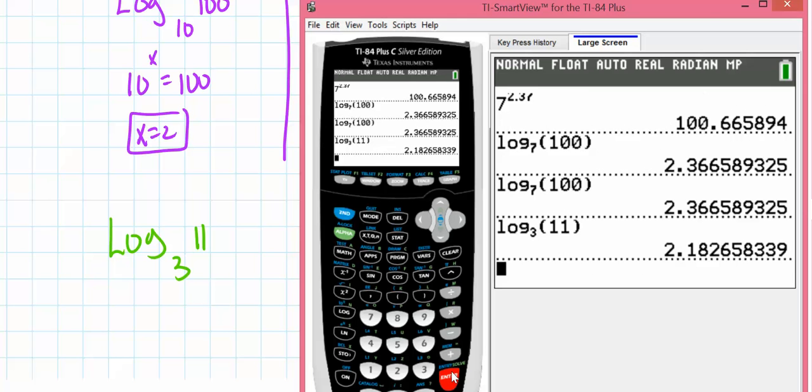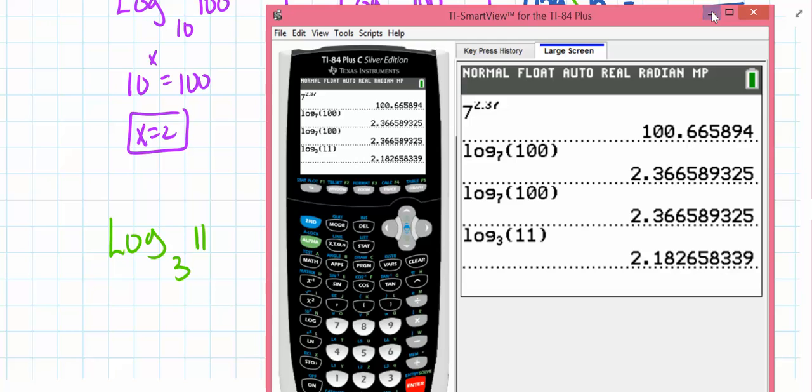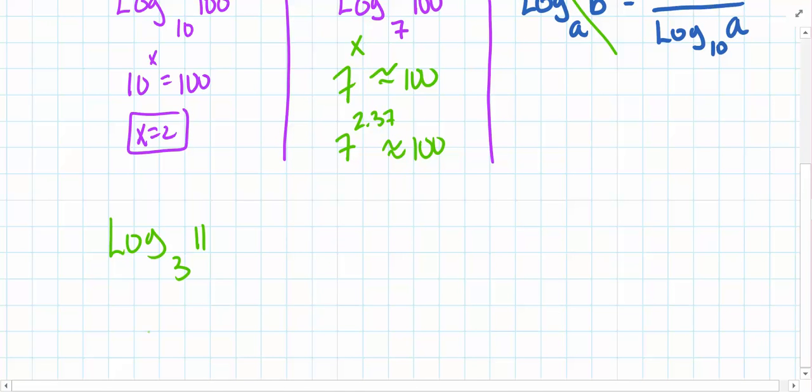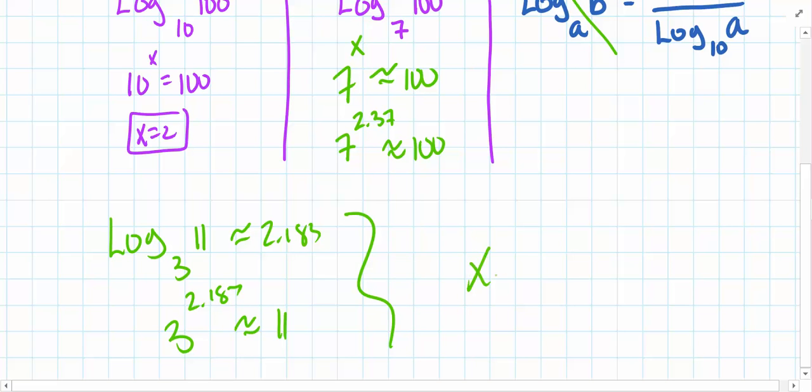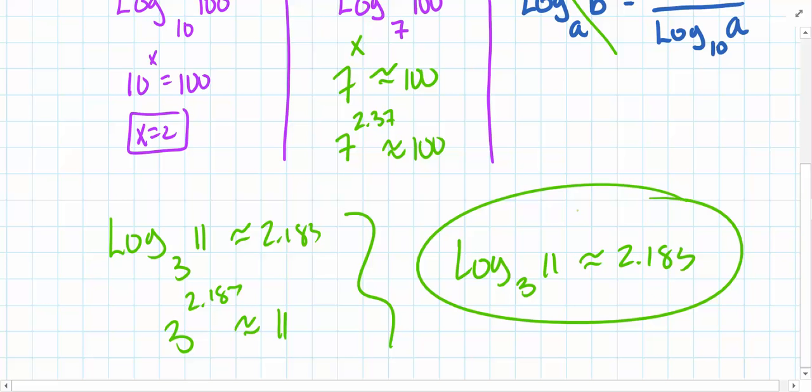2.183. So what does 2.183 actually mean? 3 to the 2.183 is approximately 11, which you can check and see. Good question. You wouldn't say x, you would say this: log base 3 of 11 is approximately 2.183. You leave it like that.